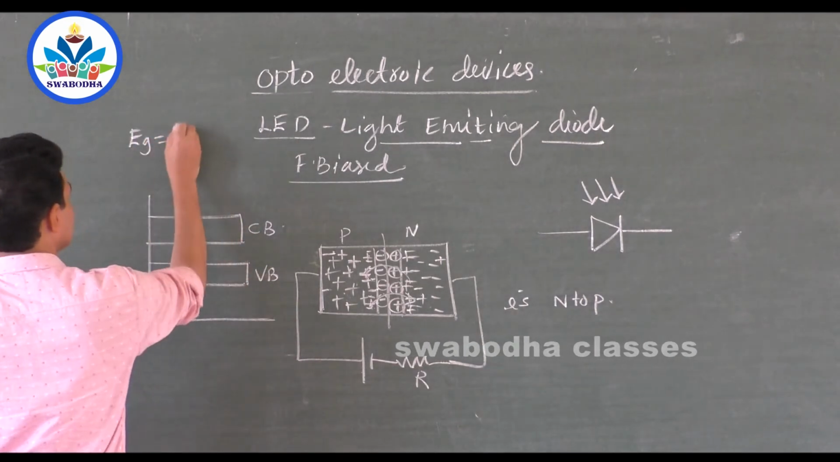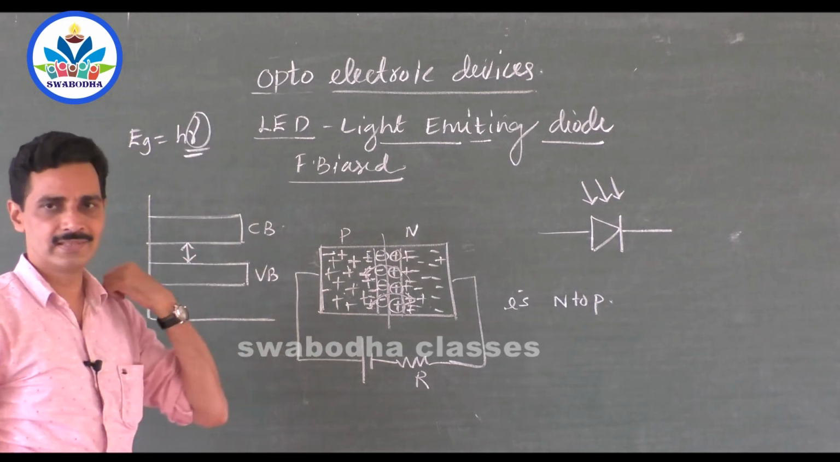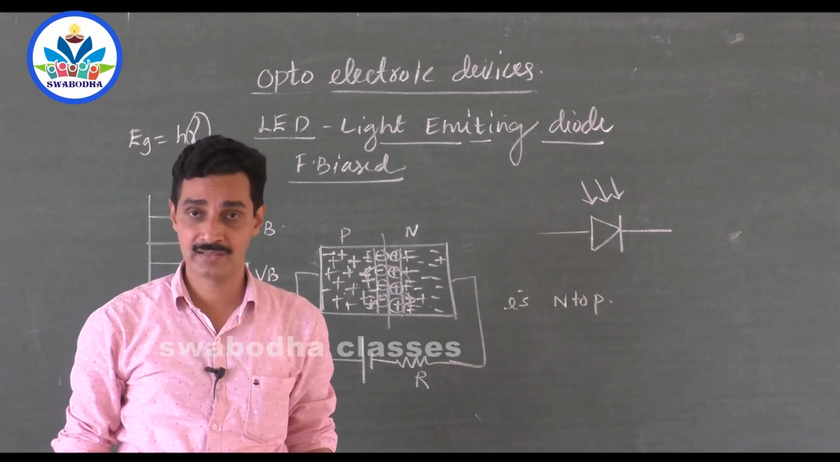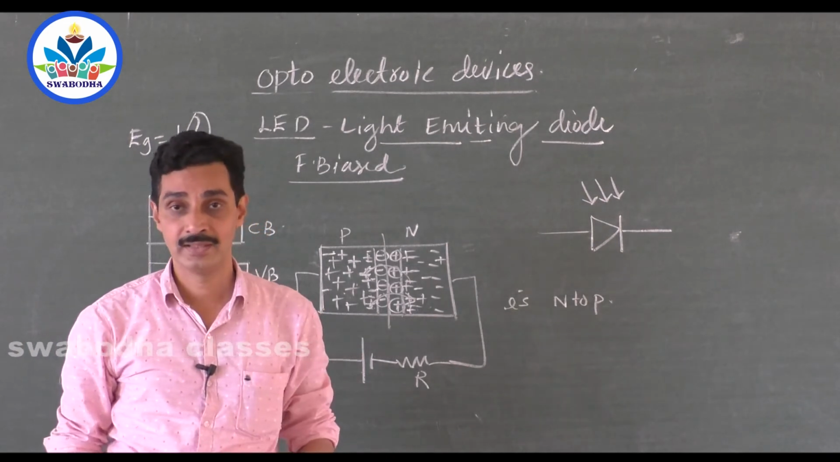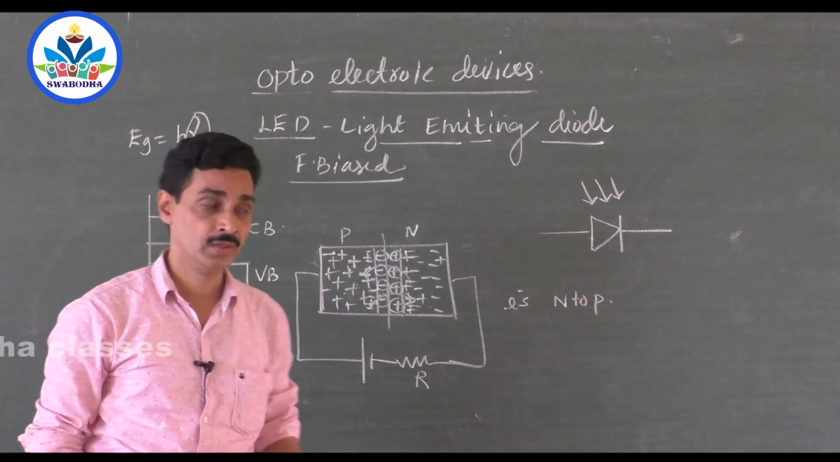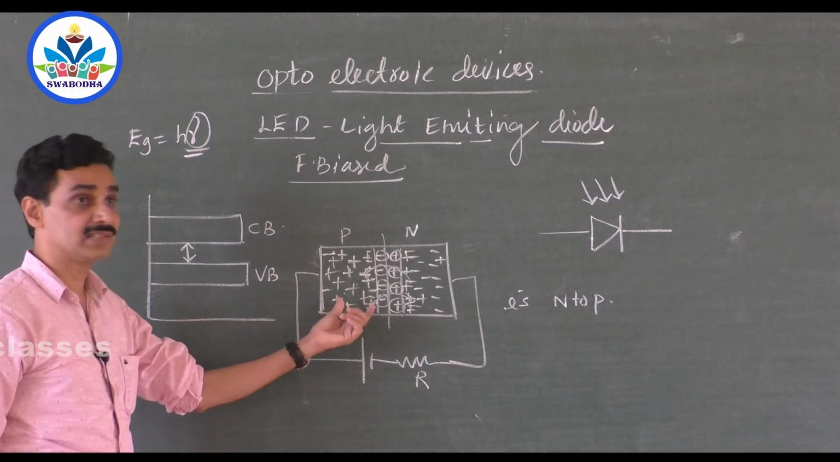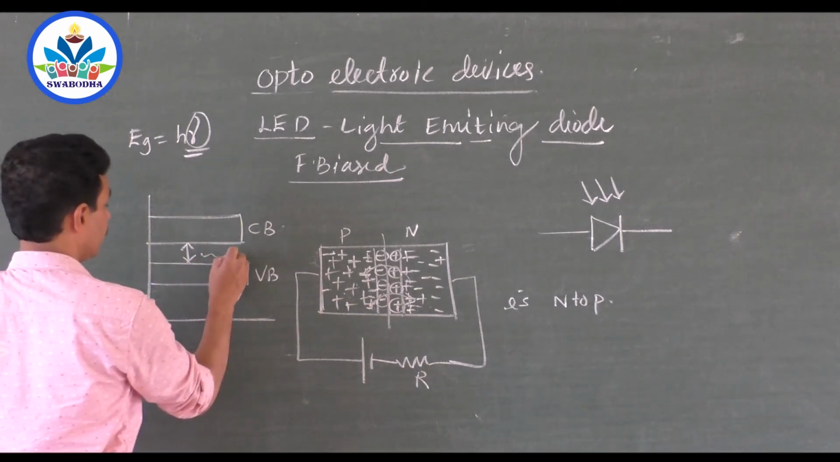If you take that energy gap and convert it into h nu, that radiation of frequency nu will be in the form of infrared radiation. What do you mean by infrared? Not visible. It is in the form of heat energy. That's why a diode gets heated during the forward bias also. That is because of the release of energy in the form of heat. So they emit that energy in the form of heat.